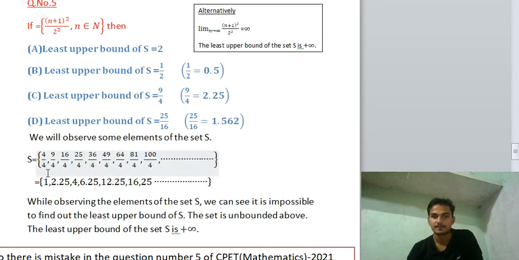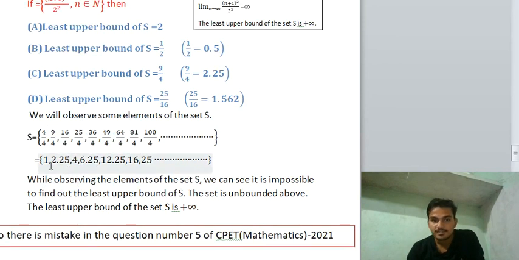And when we convert to decimal form, 4 by 4 is 1, and 9 by 4 is 2.25. Then 16 by 4 is just 4, and the decimal form of 25 by 4 is 6.25, and so on.